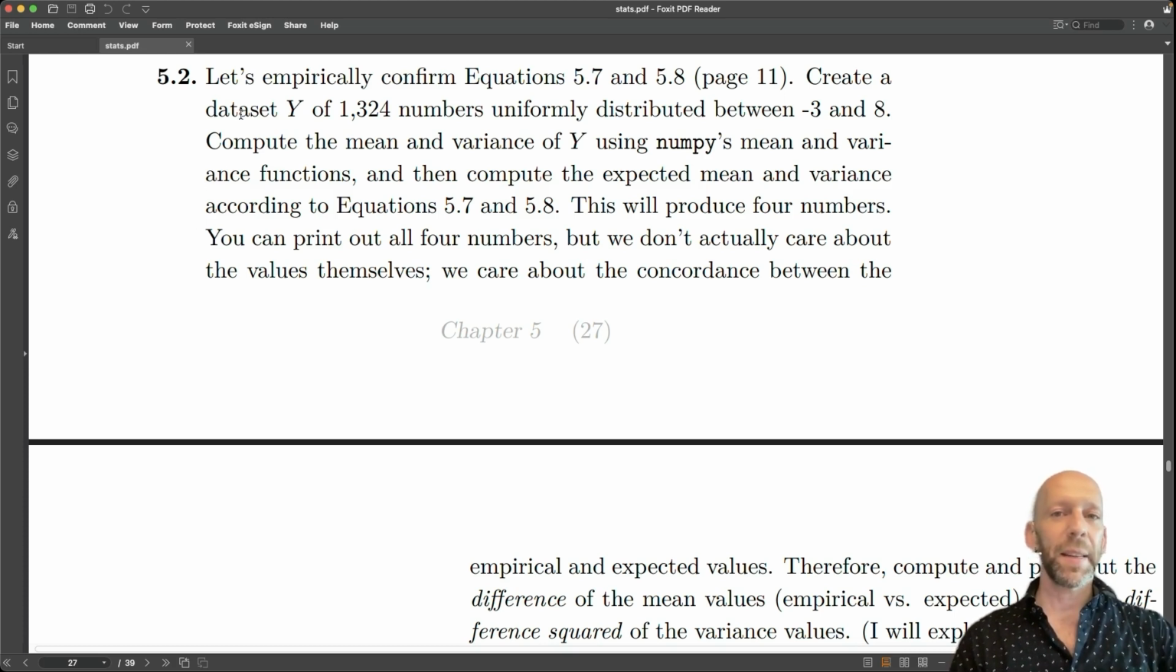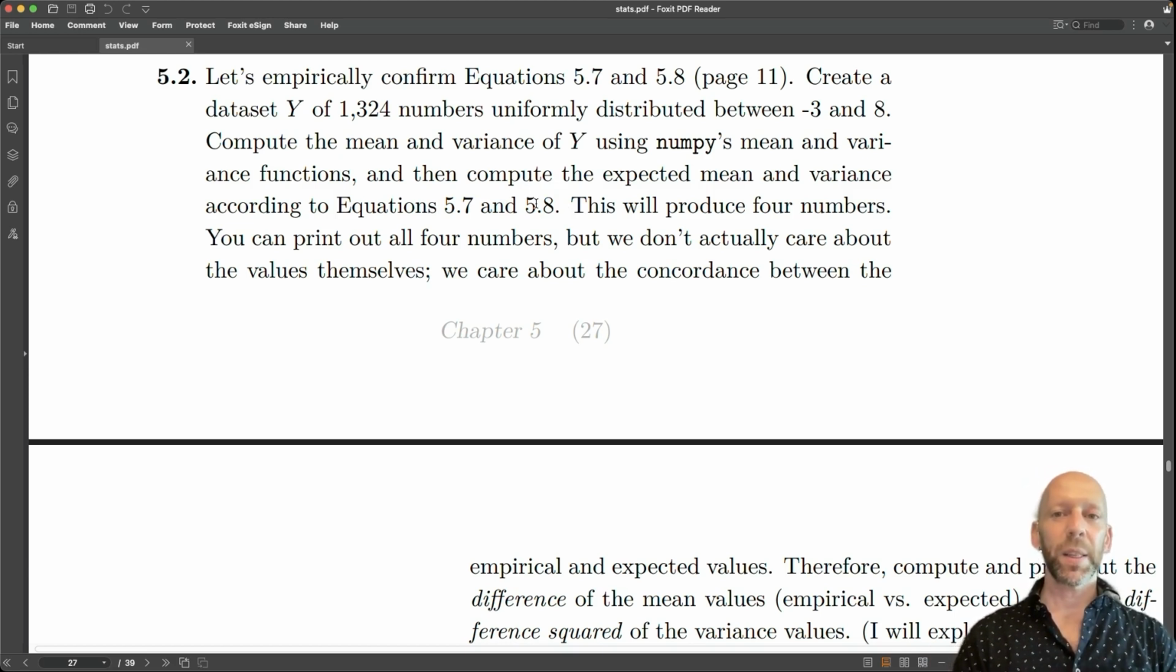Okay, so create a data set of 1,324 numbers, because, I don't know, that's a good number of numbers, uniformly distributed between -3 and +8. Then you want to compute the mean and the variance of that data set using the mean and variance functions in NumPy, and then compute the expected values of those characteristics using equations 5.7 and 5.8. I will scroll up and show you those equations in a moment.